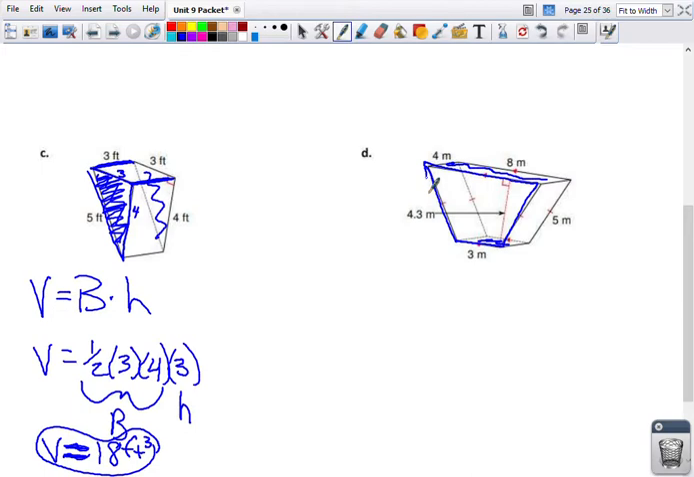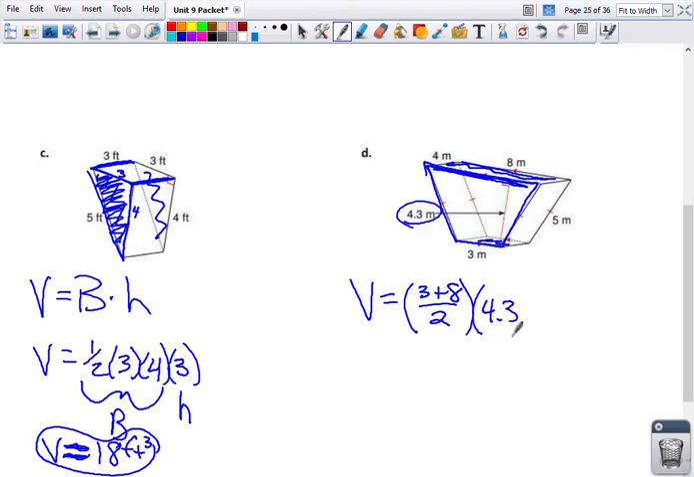All right. So if we start calculating our big B, we are going to use the trapezoid formula, which is base 1 plus base 2. So that's 3 plus this distance right here, which is the same distance over there. 3 plus 8 divided by 2 times our height. So the height is right here. That's 4.3. And that right there is big B.